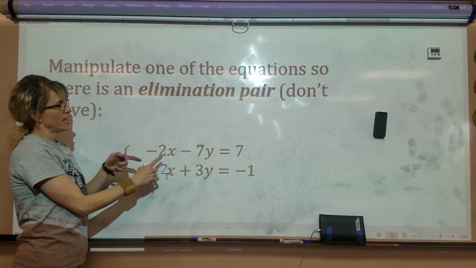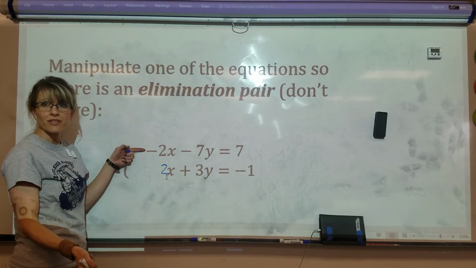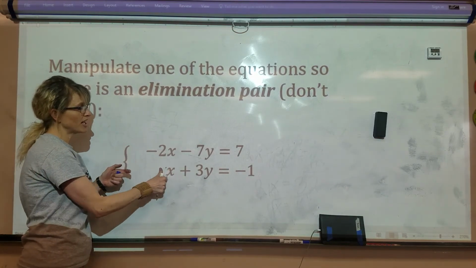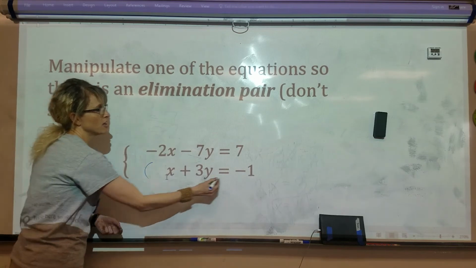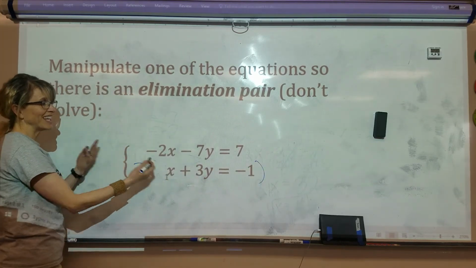Same coefficient. And they need different signs. Different signs. So if I can make that, and then I learned before, oh, I could just multiply both sides by a 2, and then I could get a 2 there.